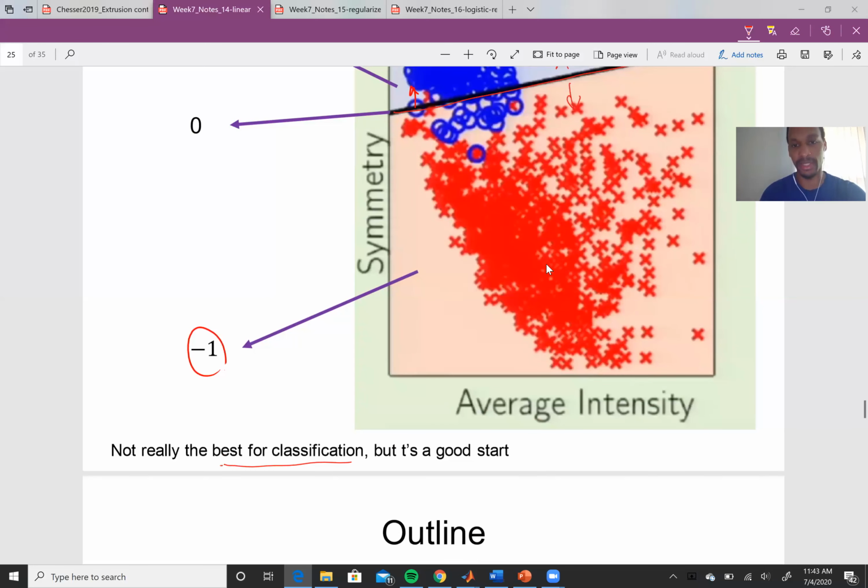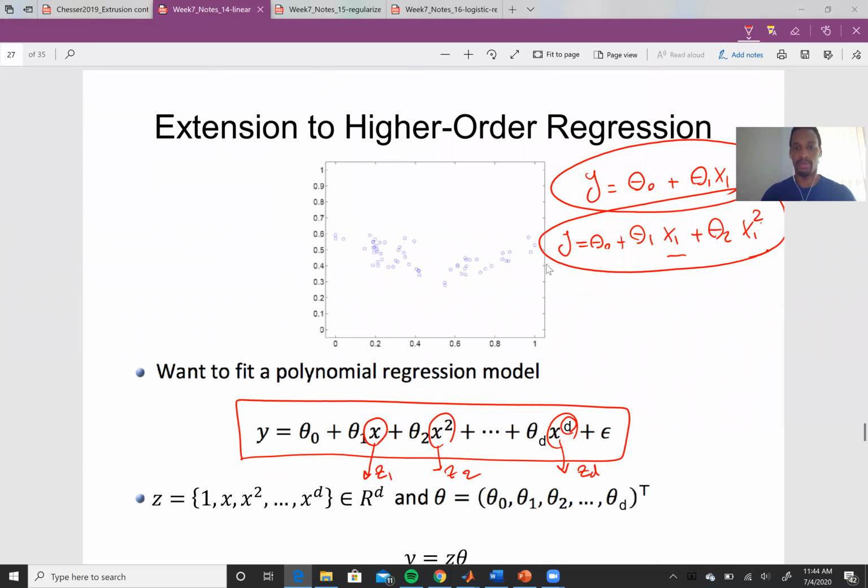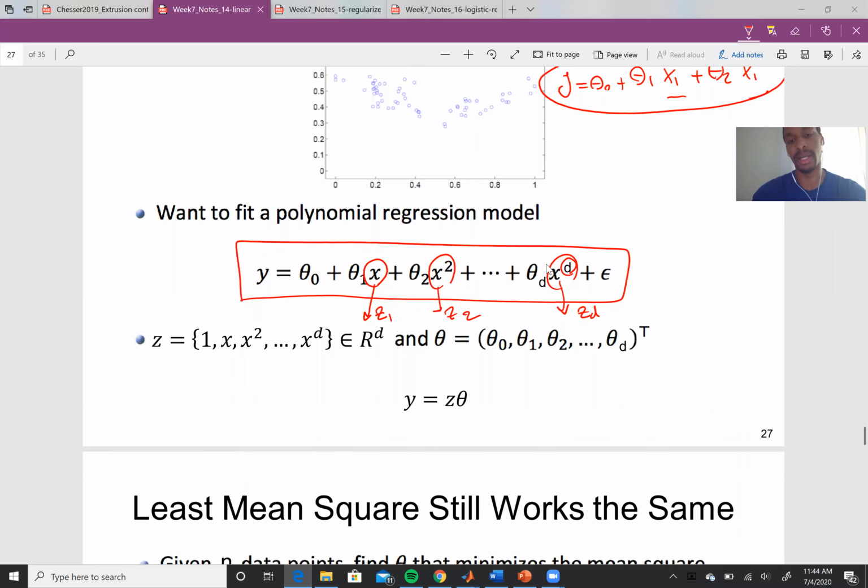Okay, so extension to higher order regression. We talked about linear regression, but what if we want to do polynomial regression, right? We want to fit something that isn't quite linear, where a line wouldn't be the best way to fit it. So instead of having these be x1, x2, and so on, we can take this feature as x, and then square this feature for the second one, and keep going, and you can raise them to whatever power you want. To make sure that we can still do linear regression, we'll rewrite these variables. So this x is going to become z1, x squared is going to become z2, and so on. So x raised to the d is going to become zd.